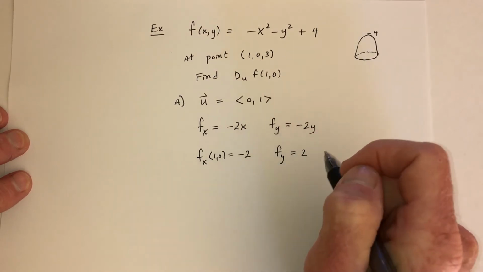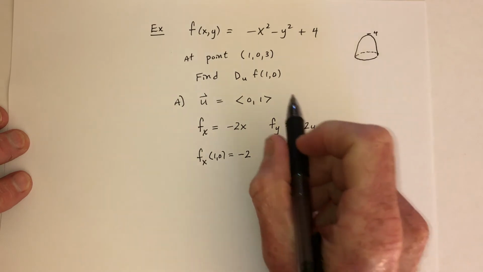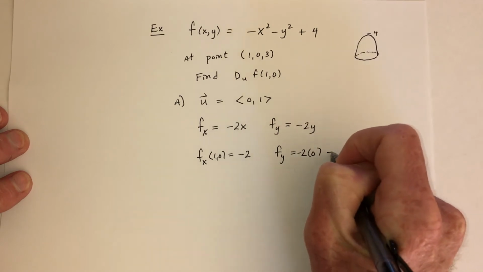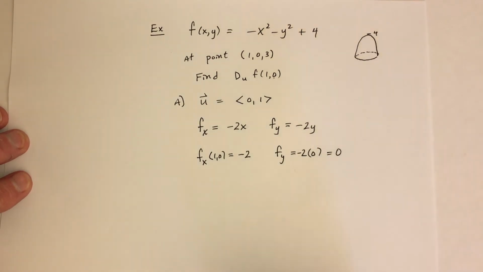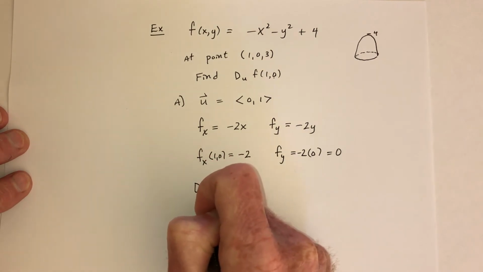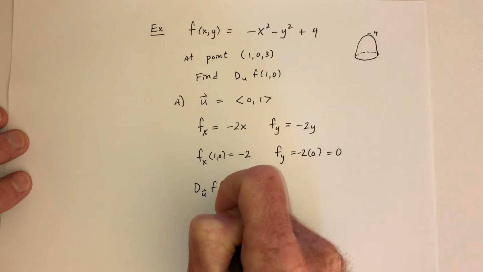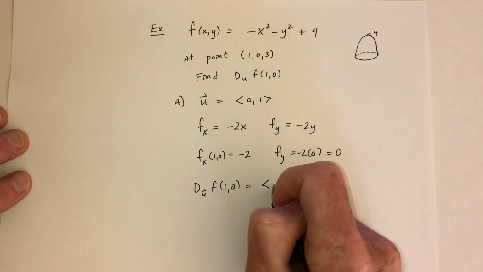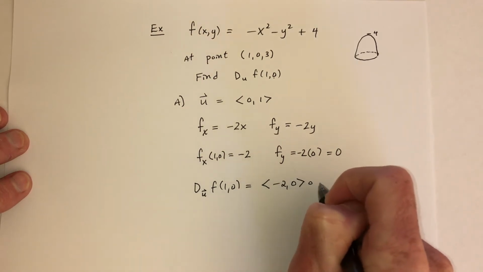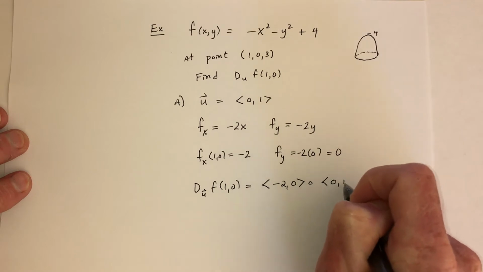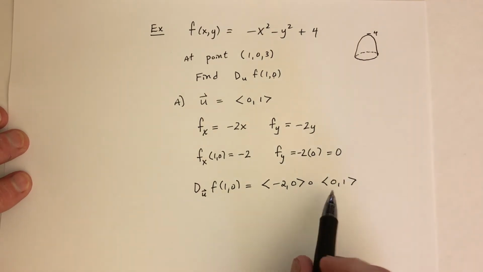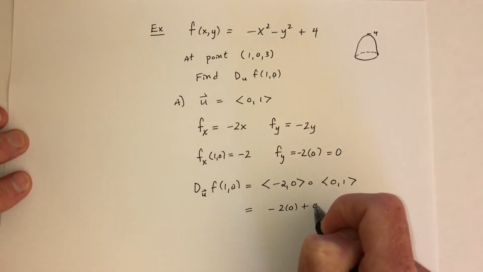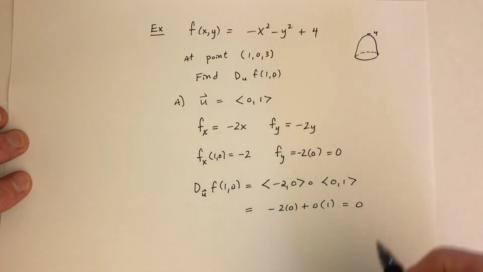And for this one, when you plug in the 1, 0, we're plugging in a 0 for y. So negative 2 times 0, that's going to be 0. And then the derivative in the direction u of the function at the point 1, 0 is going to be, so take this vector, negative 2, 0, and dot product with the u vector. In this case, that would be negative 2 times 0 plus 0 times 1. So the derivative equals 0.